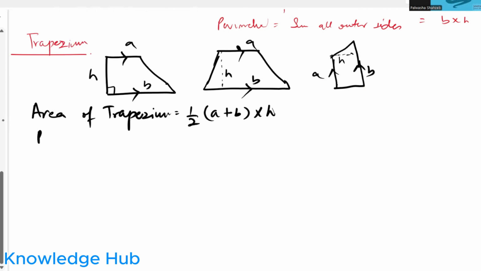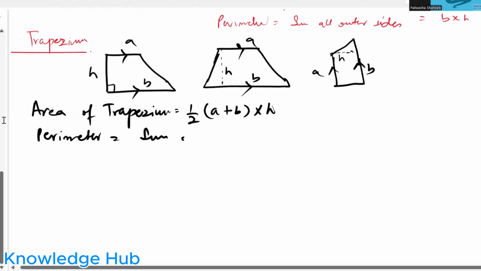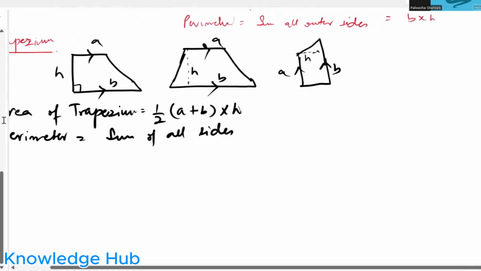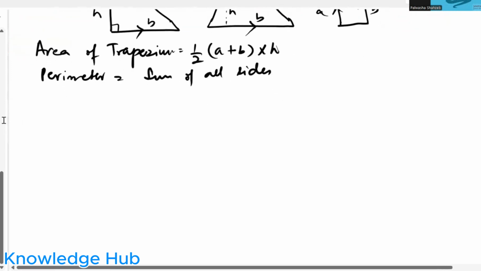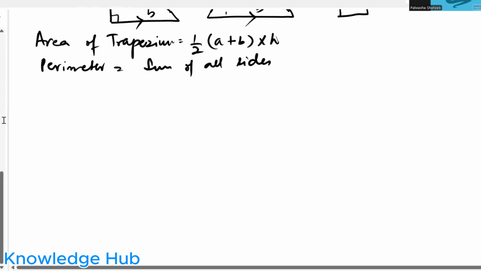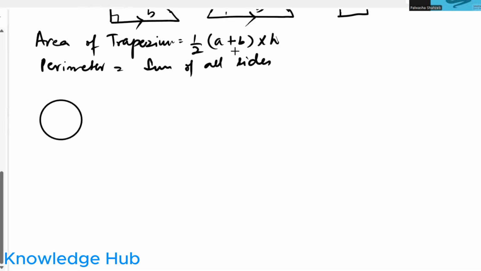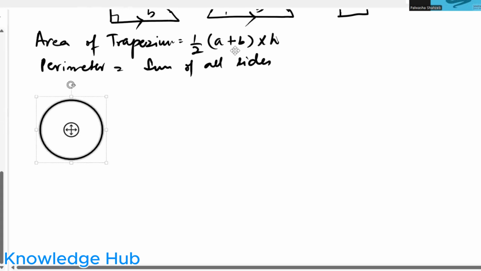Now, for the perimeter of a trapezium, that is the sum of all sides. Okay. So we are done with trapezium. All right. Now, let us start with a circle. So let me make a circle first, and then we will start with it. So this is a circle. Let us start with the circle.